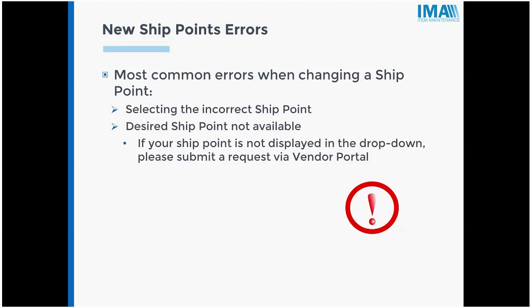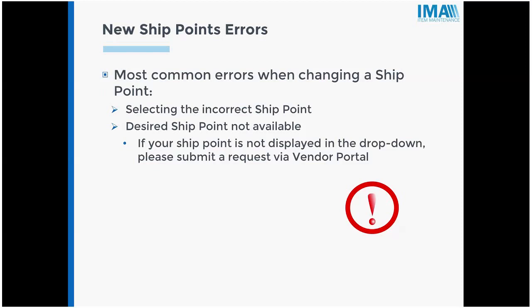The most common errors when changing a ship point include selecting the incorrect ship point or the desired ship point is not available. If you select the incorrect ship point, then that means we're going to show up at the wrong warehouse to pick up your product. So if your product was only going to be available for us from your California warehouse and you selected your Pennsylvania warehouse, then you're not going to have the product ready for us to pick up.